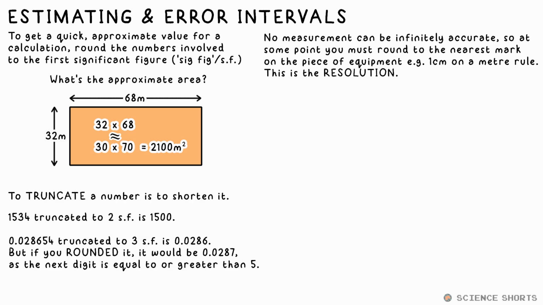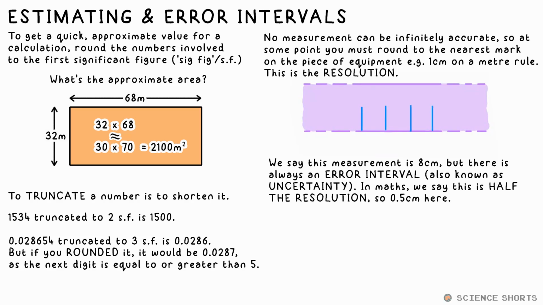Every measurement you make, say with a ruler to get length or balance to get mass, always involves some rounding. In science, we say the resolution of a ruler is 1 centimeter if there's a line every centimeter. So you can't make the measurement 8.5 centimeters, say, only 8 or 9. But that means that a measurement of 8 centimeters has an error interval of 0.5 centimeters. The value could be anywhere between 7.5 and 8.5 centimeters.